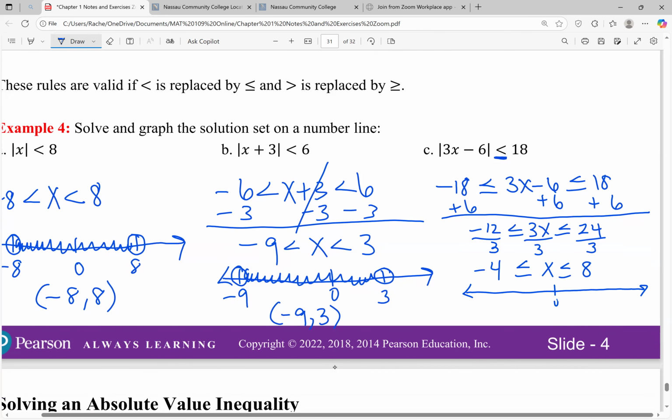So on a number line, we're going to put a closed circle now on negative 4 and positive 8. And we're going to shade in between. So my solution set is everything from negative 4 to positive 8 inclusive. And I would put closed brackets, the square brackets, around the negative 4 and the positive 8.